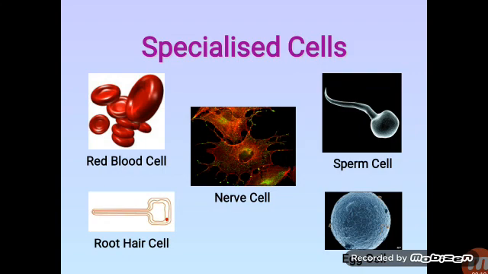So our today's topic is specialized cells. You can see here are different types of cells: red blood cells, nerve cells, sperm cells, egg cells, and root hair cells. They are specific on the basis of their function and on the basis of their structure. You can see a red blood cell is different from all the cells, and their function is also different. So every cell has its own structure and own function.